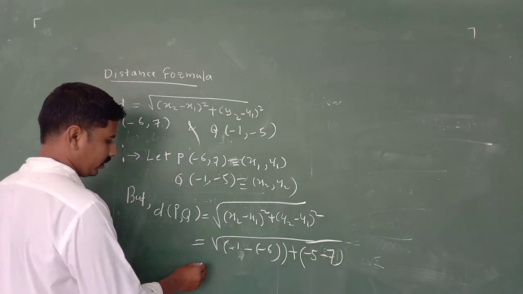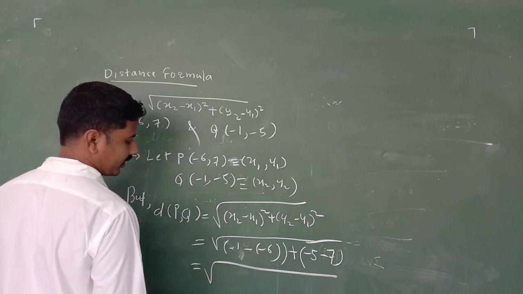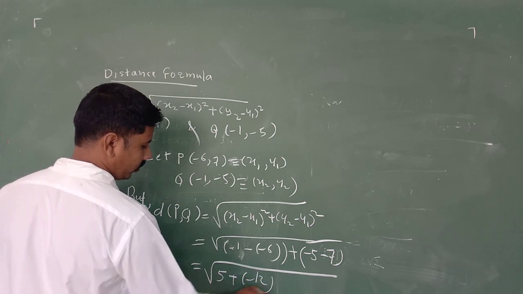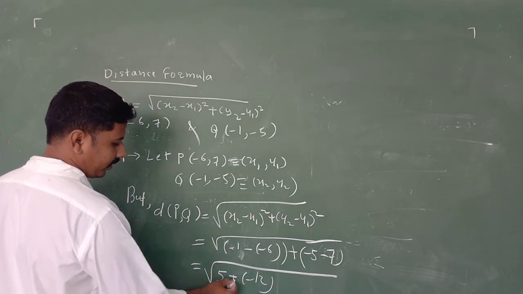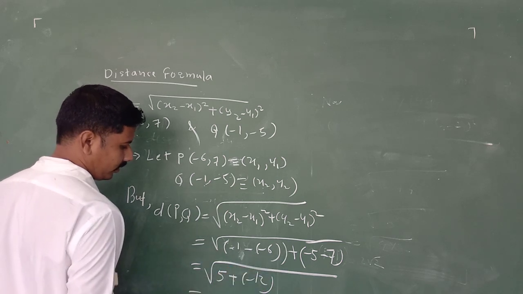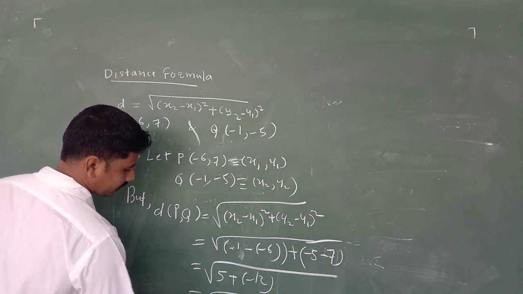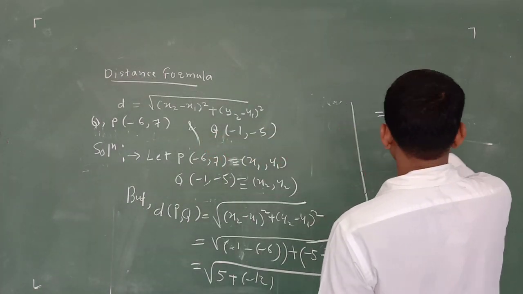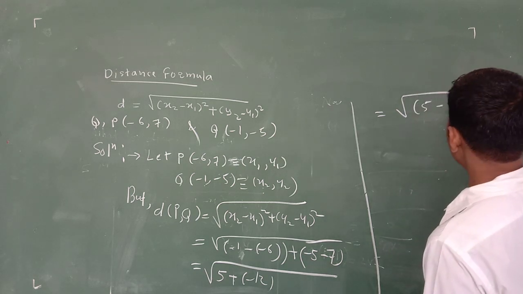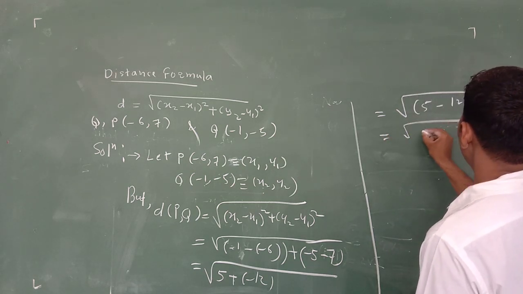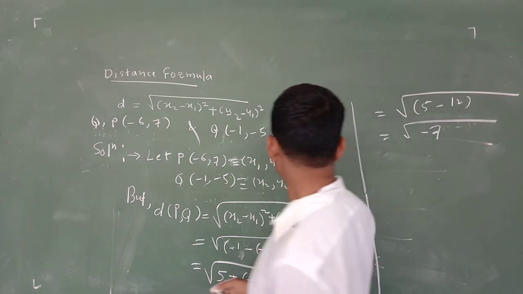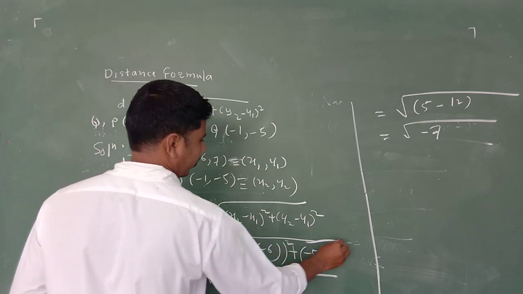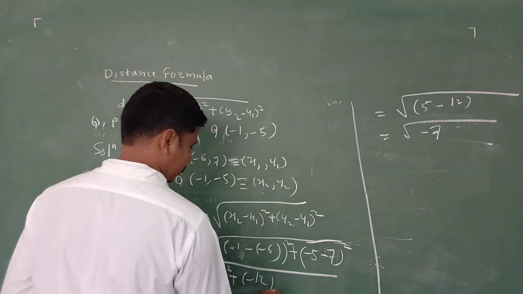Under root, 1 plus 6, 5 minus 12. So 5 minus 12. What is 5 minus 12? Minus 7. Sorry, the square we have to do. So square will be there. Sorry for that. Square will be there.